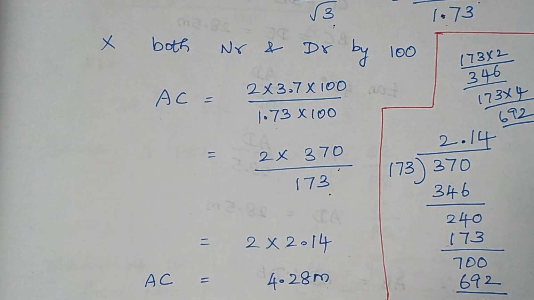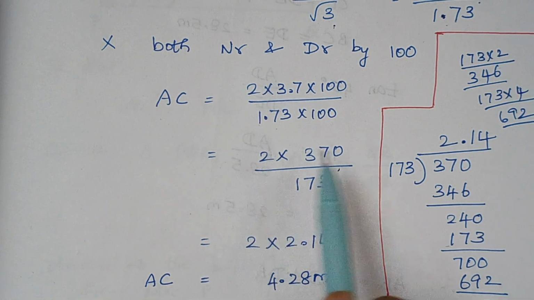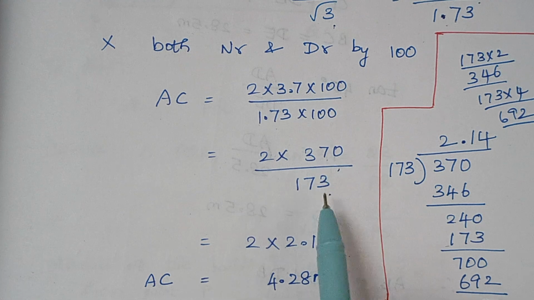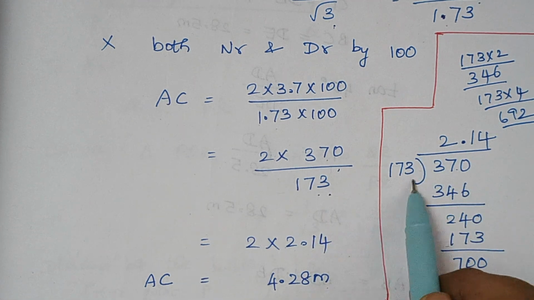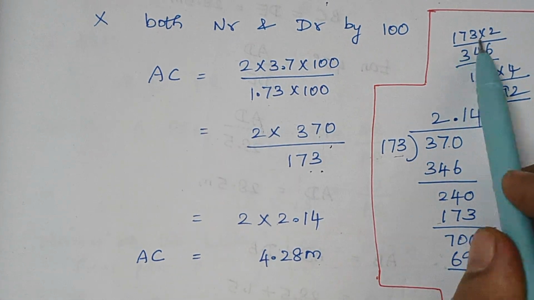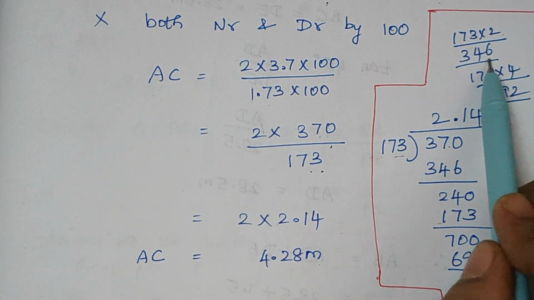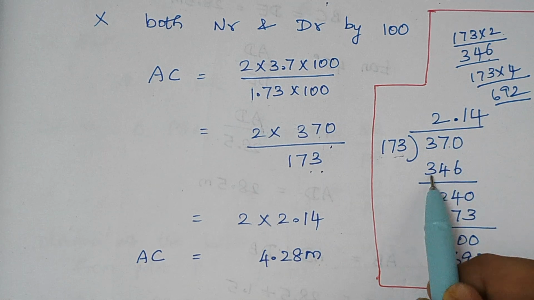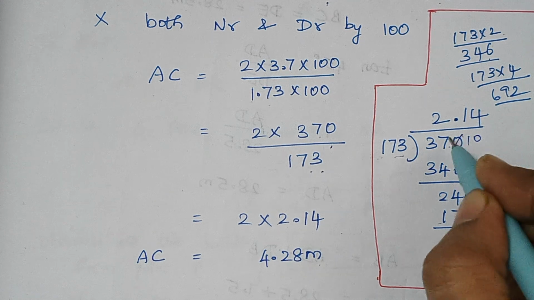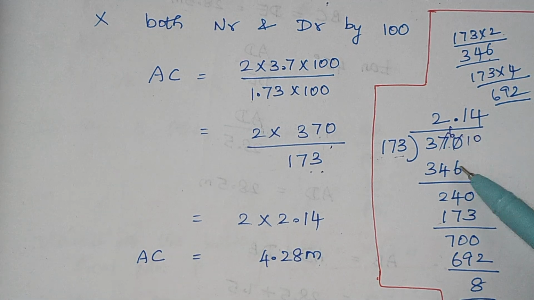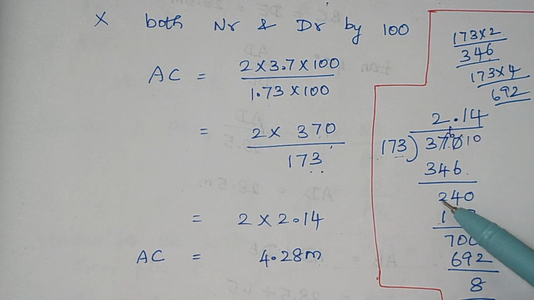So now I am simplifying. Again, it's up to you. I have kept this 2 as such, and I have simply divided 370 by 173. So 173 into 2 gives me 346, and when you subtract, what happens? 10 minus 6 is 4, and 6 minus 4 is 2.